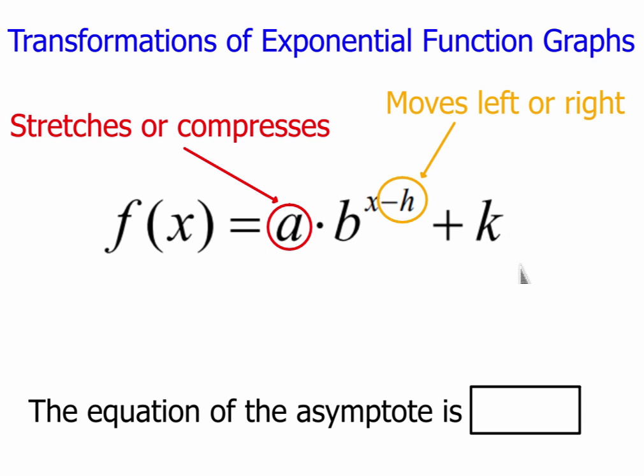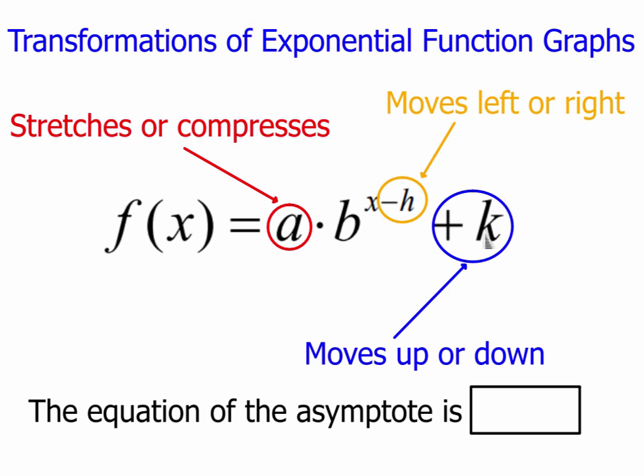This k on the outside is what moves the graph up or down. Plus moves it up, minus moves it down. And also, the equation of the asymptote is always going to be y equals k. So this k value out here tells us the asymptote of this graph.